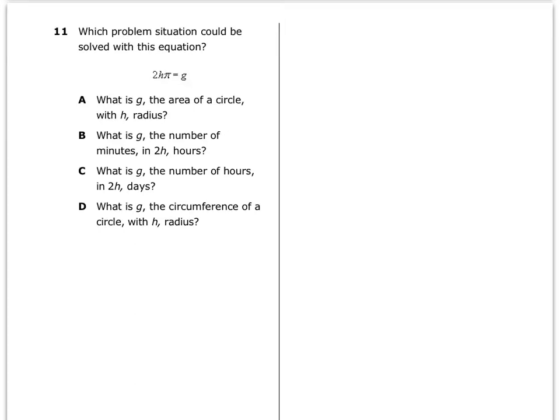Alright, number 11. Which problem situation could be solved with this equation? Alright, in this equation, what stands out? Pi, right? Now, if we look up at the board at all of our formulas, what is pi always dealing with? We got area of a circle, circumference, cylinder. What do all those have in common? Oh, they're all round. Pi always works with circles, right? So we can go through and eliminate. A, does that deal with a circle? Yes, it does. B, does that deal with a circle? No. C? No. D? Yes, it deals with circumference. So, it's either A or D.